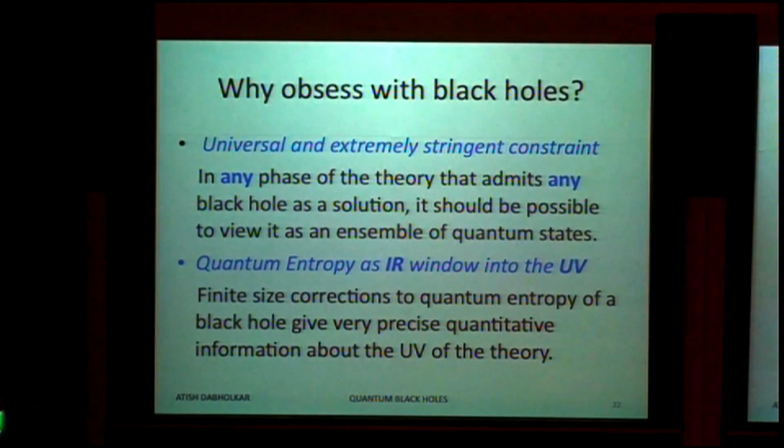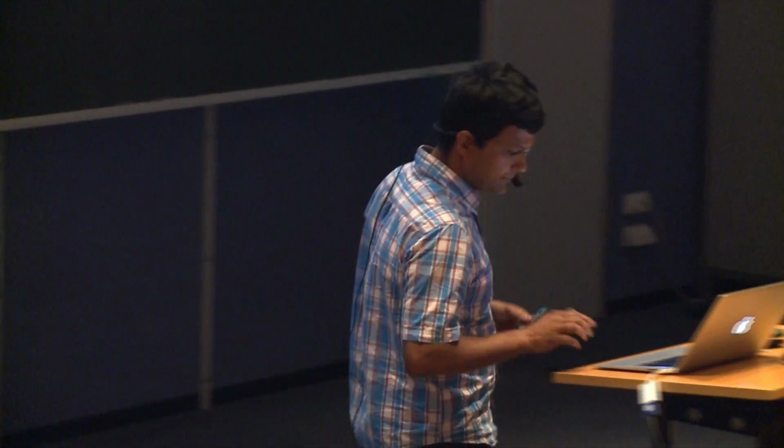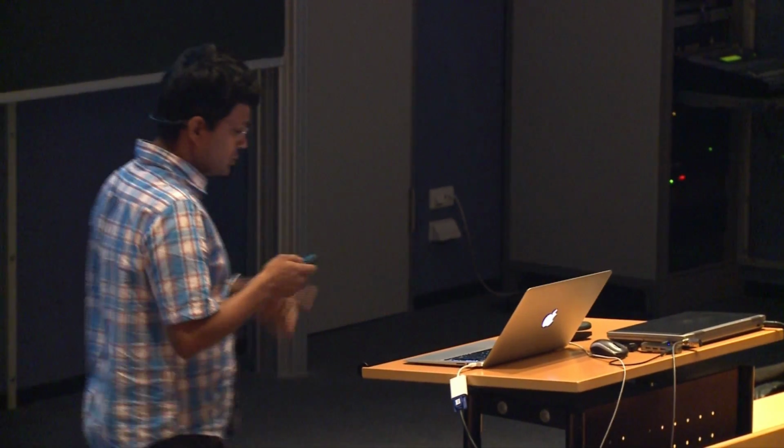And quantum entropy, as I will show, acts as an infrared window into the ultraviolet, in that from studying these finite size corrections, we can obtain very precise quantitative information about the ultraviolet structure of the theory. So what do we want to do?